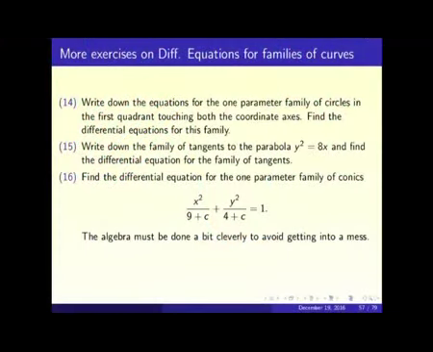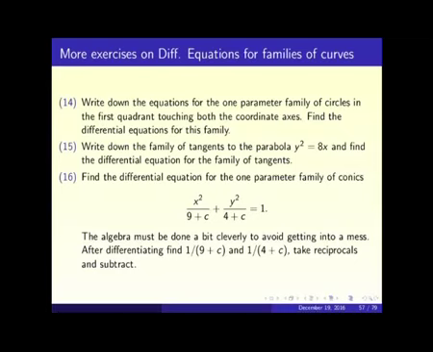And what do you have to do? You have to find the differential equation satisfied by this family of curves. So how do you do it? Again, differentiate the given equation with respect to x. What will you get? 2x upon 9 plus c plus 2y dash upon 4 plus c equal to 0. The 2 will cancel out. What do you get? You get the original equation and the new equation.